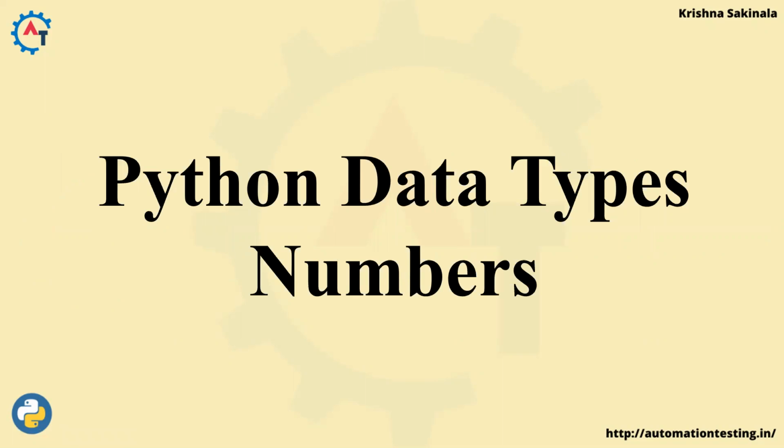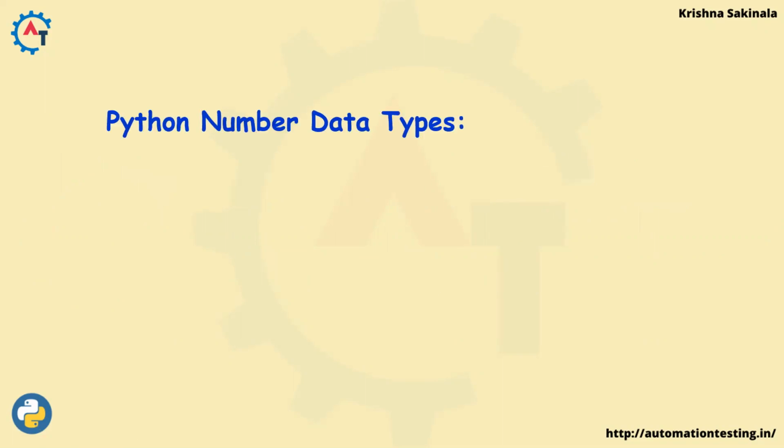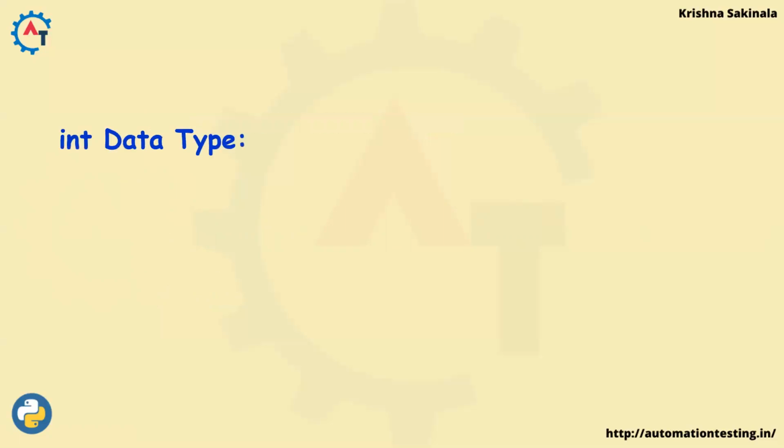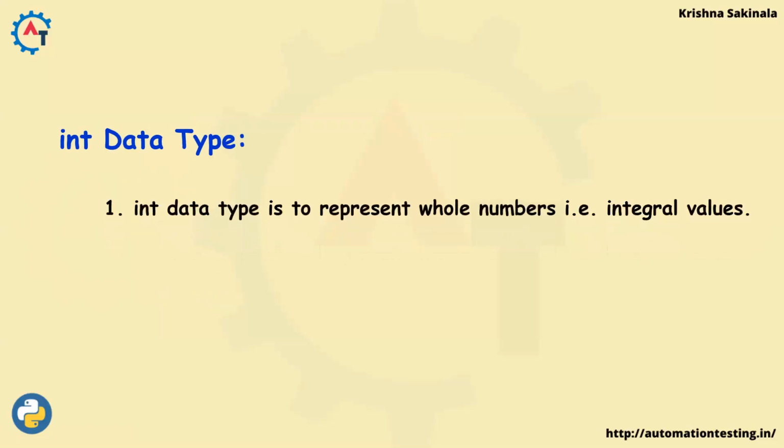So in our previous video, we saw just an introduction. There are different types of data types. In this video, we will discuss numbers. Python number data types: under this, we have integer, float, and then complex. These three come under number data types in Python. We'll see one by one what is integer, float, and complex. The int data type is to represent whole numbers, that is integral values.